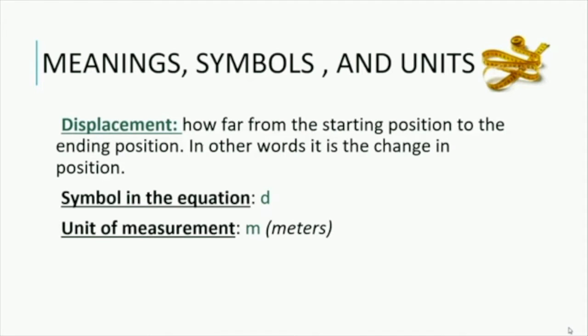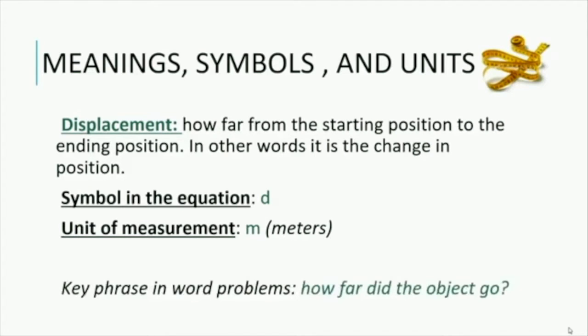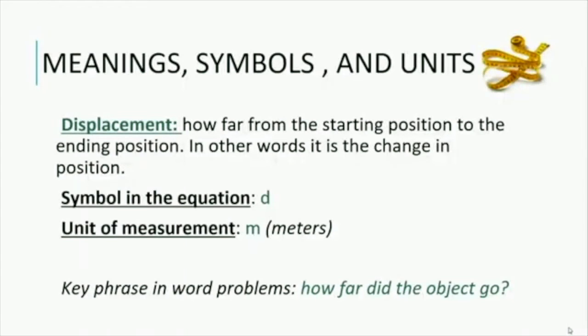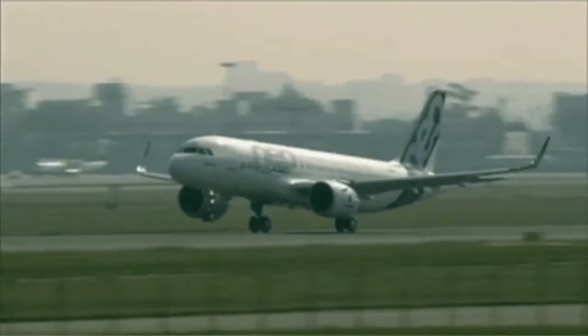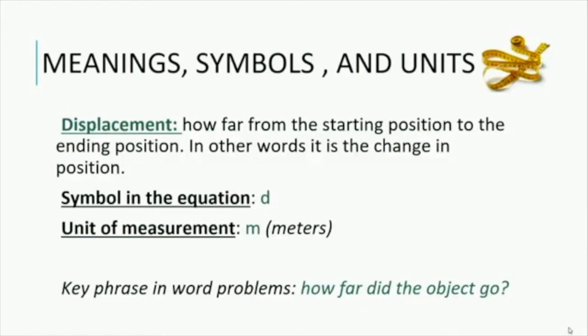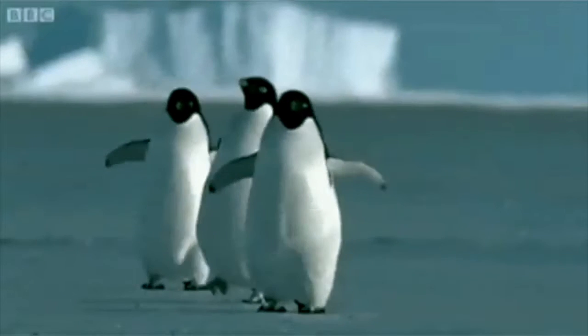The last thing we want to know about displacement is how to realize when a question is asking us for displacement. And a key word or phrase that we're going to look for is how far did that object go? So for instance, if I asked how far did Mr. Weiss drive to school, I'm asking about his displacement. Another example might be how far did the plane travel on the runway? Or how far did the kid walk to school?